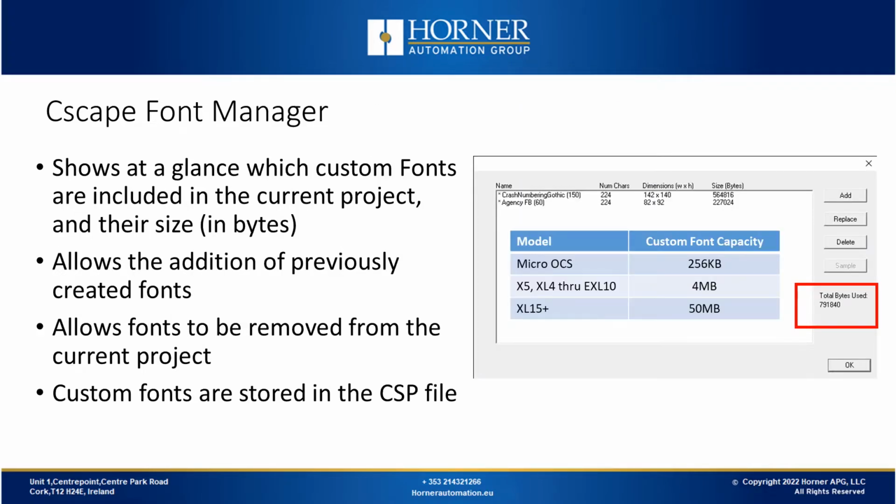Now let's look at the Seascape Font Manager. This will show you at a glance which custom fonts are included in your current project, and it will also show you their size in bytes. Why is the size important? Well, there's a limited amount of memory available in OCS models for custom fonts. In that chart on the right, you can see that varies anywhere from 256 kilobytes in the case of the micro OCS, up to 4 megabytes for the X5, the XL4, on the way up through the EXL10. In the case of the XL15 Plus, it can support up to 50 megabytes.